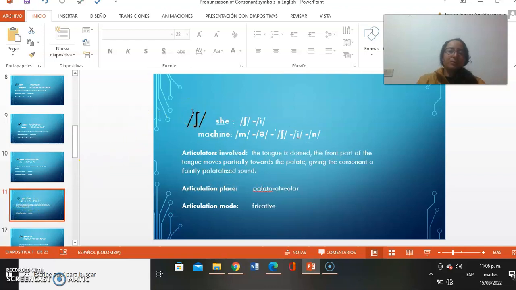The sound of this one, sh. For example, she and machine. The articulation place, palato-alveolar, and the articulation mode is fricative.